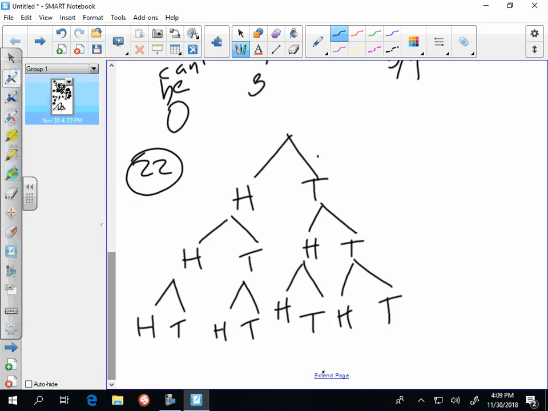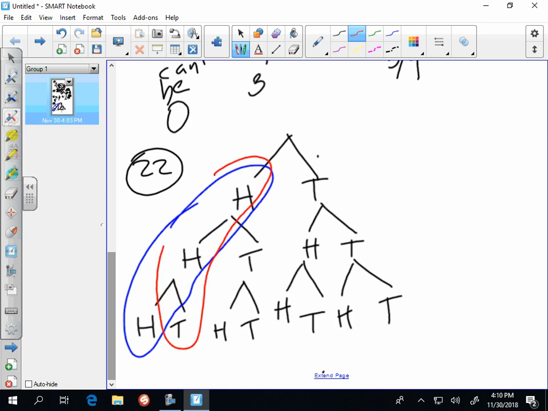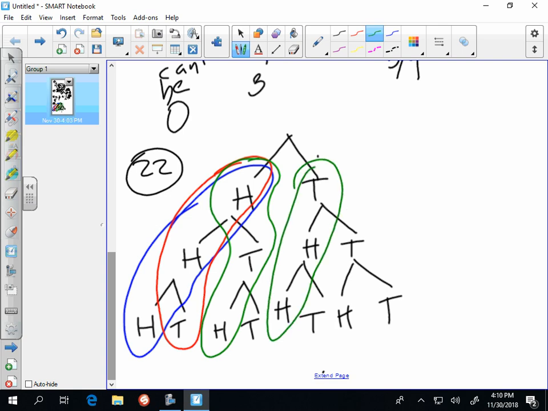We're looking for at least two heads. So here's 1, 2, 3 heads. This path works. Are there any others with 3 heads? I don't see any others with 3 heads, but I see some with 2 heads. Here's a path with 2 heads. That's at least 2 heads. And then I see another path with 2 heads. And then over here, if I threw tails first, I could then have heads. So it looks like there's a fourth choice.